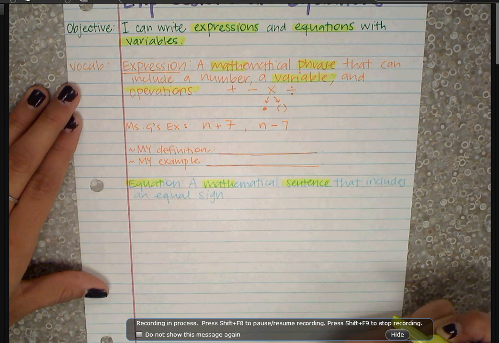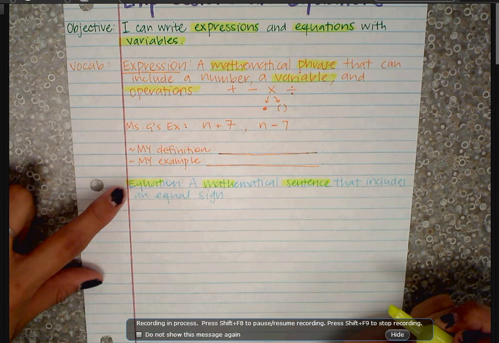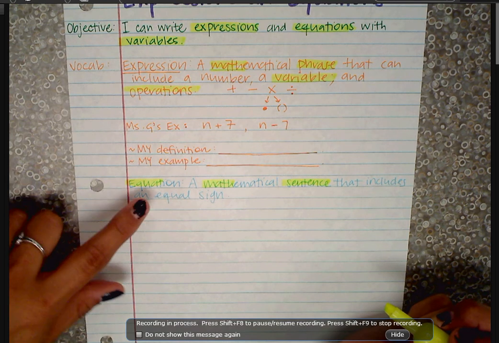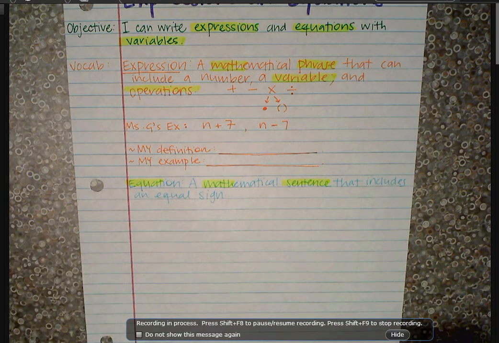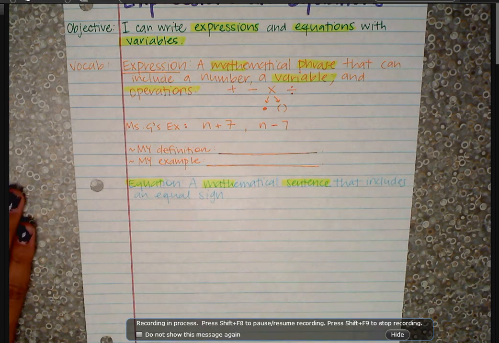Okay, equation. You see that EQUA? That kind of looks like equal sign. So that's how you remember that the equation has an equal sign and the expression does not. Okay. And the math in mathematical, okay, so it's just a sentence. It's a math sentence. A sentence is complete and includes an equal sign.